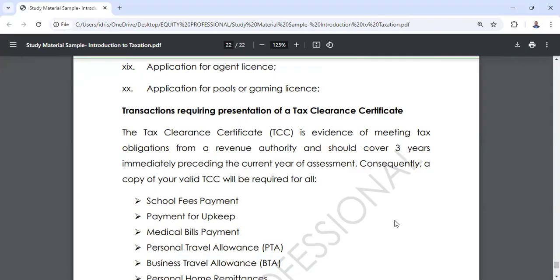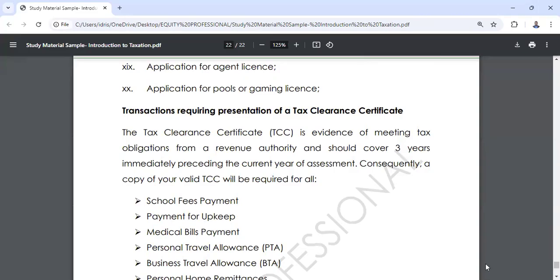You want to pay school fees. Maybe your children are in a public university or public secondary school and you want to pay school fees, they will ask for a tax clearance certificate. You want to pay school fees for your children abroad. You want to buy foreign currency, they will ask for your tax clearance certificate. You want to pay upkeep for your children abroad, they will ask for a tax clearance certificate.